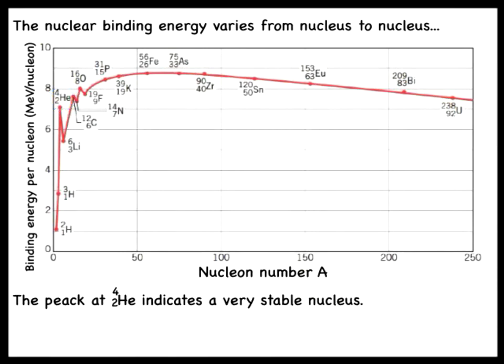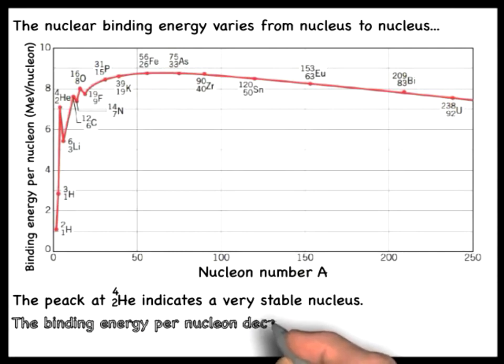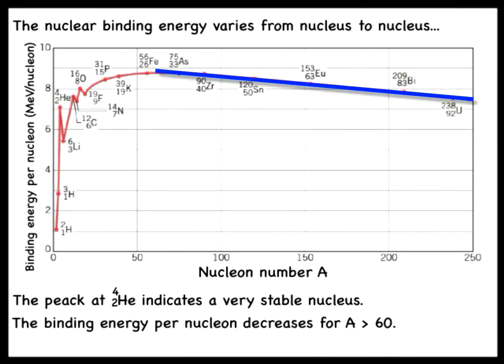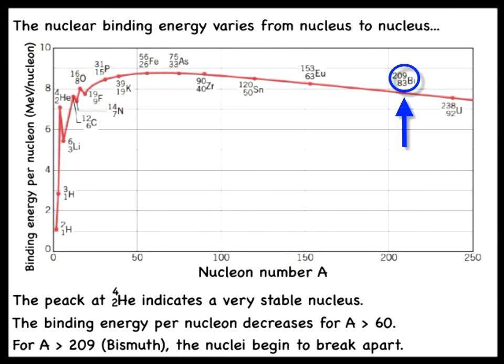The binding energy per nucleon increases rapidly for nuclei with small masses and reaches a maximum of about 8.7 MeV per nucleon for a nucleon number of about A equals 60. For greater nucleon numbers, the binding energy per nucleon decreases gradually. Eventually, the binding energy per nucleon decreases enough so there is insufficient binding energy to hold the nucleus together. Nuclei more massive than bismuth-209 are unstable and hence radioactive.